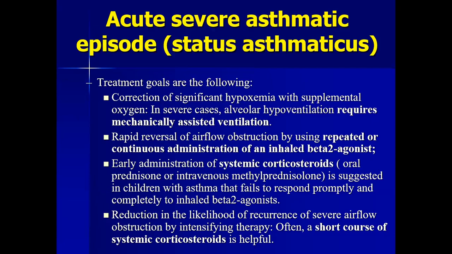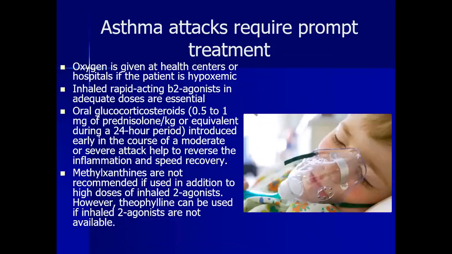Treatment goals are the following in case of an acute severe asthma episode: correction of significant hypoxemia with supplemental oxygen, rapid reversal of airflow obstruction by using repeated or continuous administration of an inhaled beta-2 agonist, early administration of systemic corticosteroids, for example, oral prednisolone or intravenous methylprednisolone, and reduction in the likelihood of recurrence of severe airflow obstruction by intensifying therapy.